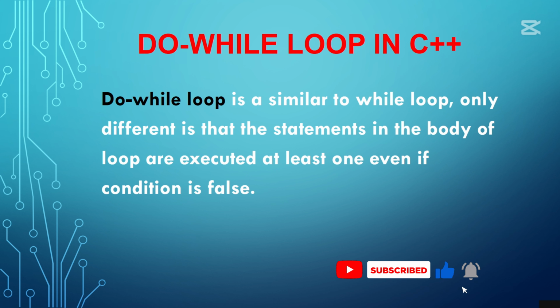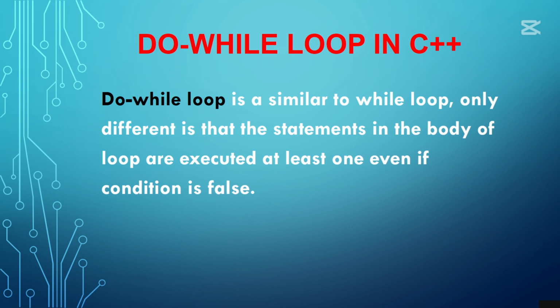In this video you are going to learn about the do while loop in C++ programs. Remember, in the previous lessons we covered two types of loop in C++, where we learned about the for loop and the while loop. Now the do while loop is similar to the while loop. The only difference is that the statements in the body of the loop are executed at least once, even if the condition is false. Remember, in the while loop, the statements in the body are executed if and only if the condition is true. But here, these statements are executed at least one time, even if the condition is false.